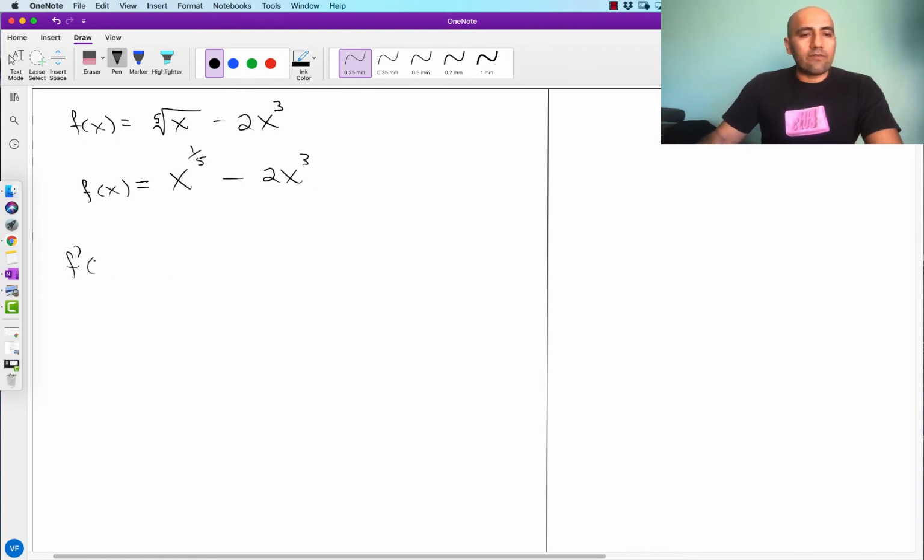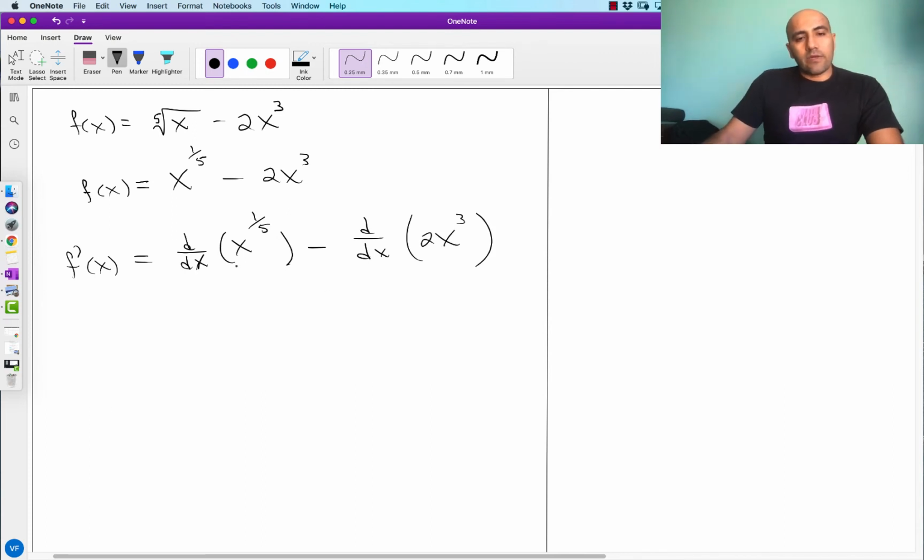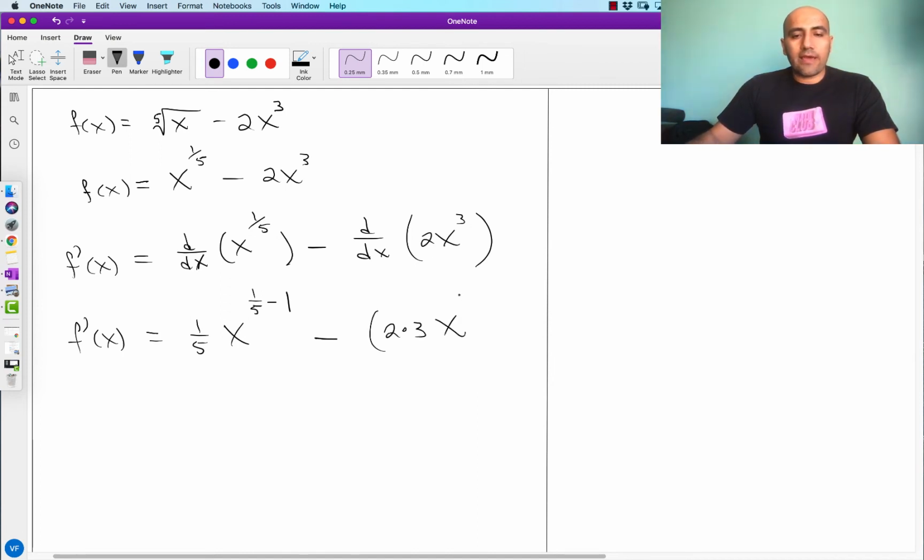And now I know that the derivative with respect to x of this function is equal to the derivative with respect to x of this, x to the 1/5, minus the derivative with respect to x of the 2x to the 3rd power. Right? Our theorem says, just find the derivative of each one separately and then subtract your answers. And each one of them is differentiable because each one of them qualifies under the power rule. So we got that the derivative is equal to, following our power rule, 1/5 x to the power of 1/5 minus 1, minus 2 times 3 x to the 3 minus 1.